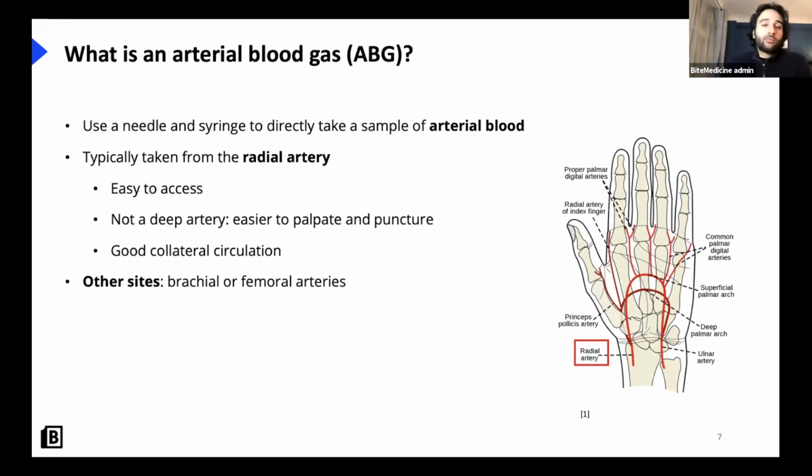The main reason we use a radial artery is because it's easy to access, it's not particularly deep, and as I said, it's got a good collateral circulation as well.